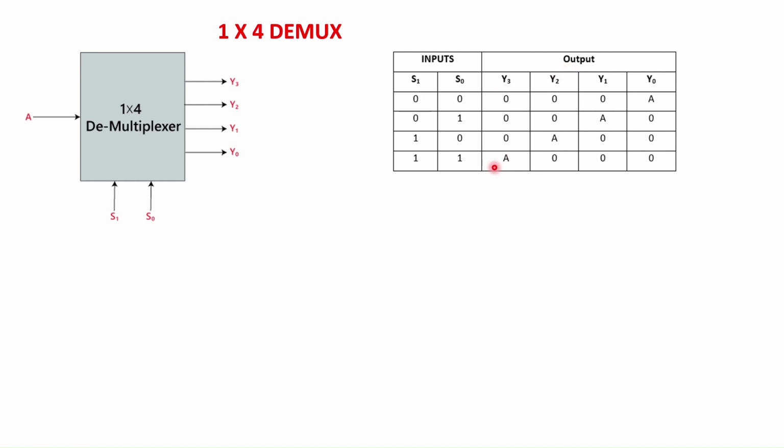We could interpret this in decimal form. 0, 0 could be represented in decimal form as 0, so the output will appear across y0. The decimal equivalent of binary 0, 1 is 1, so the output appears across y1. The decimal equivalent of 1, 0 is 2, so the output appears across y2. The decimal equivalent of 1, 1 is equal to 3, so the output appears across y3.